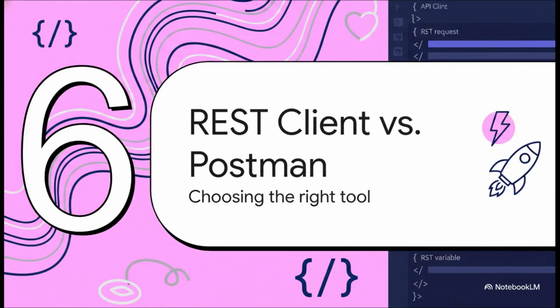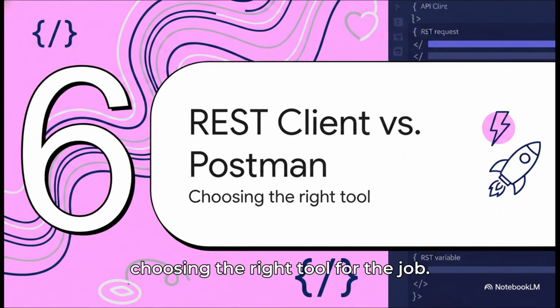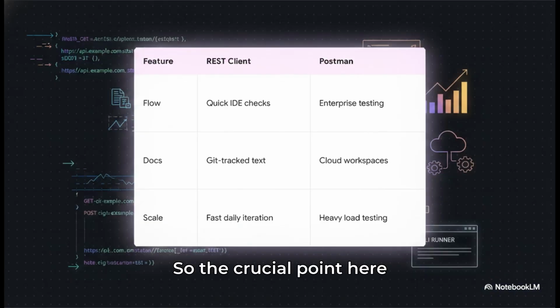Finally, Section 6, REST Client versus Postman, choosing the right tool for the job. So the crucial point here isn't to say one is always better than the other, it's knowing when to use which. The REST Client is optimized for flow. It's your go-to for quick IDE checks, rapid support ticket investigations, and keeping Git-tracked living API documentation right alongside your code. It's text-first and it's fast.